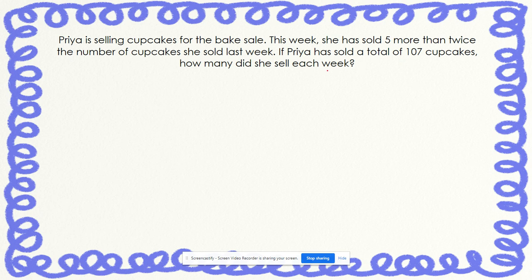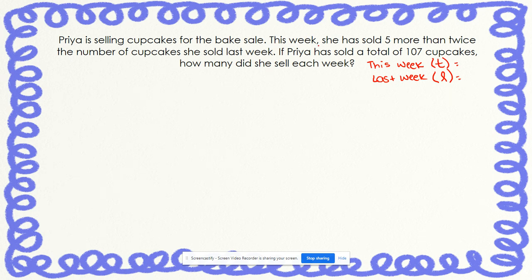So the question is asking me how many did she sell each week. So we're looking for this week, and we're looking for last week. For this week, I'm going to use the variable t. For last week, I'm going to use the variable L. And we're going to use those to write our equations. So let's look at what we know.